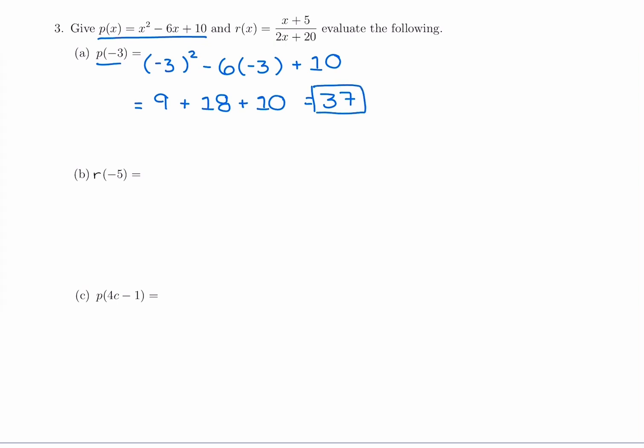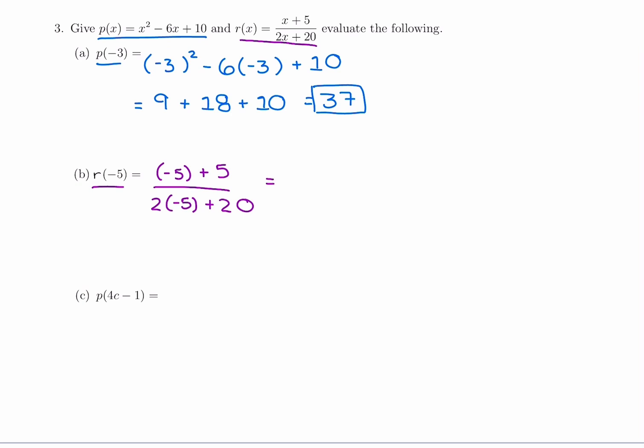Next one we have here is r of -5. So I want to be super careful to plug into r this time. I'm going to replace each x with a set of parentheses. So we have x plus 5. In the bottom we have 2x plus 20. And I'm plugging in -5 for each of those x's.